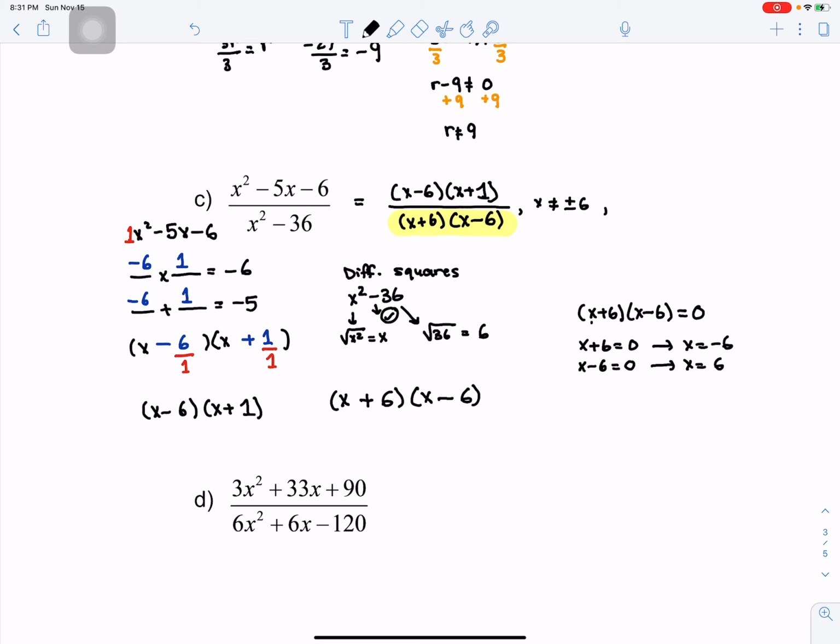Okay. We're allowed to cancel out identical factors. I see an x minus 6 and an x minus 6. Those can cancel out. Nothing else is identical. So I'm going to use an arrow. X plus 1 is what's left on the numerator, and x plus 6 is what's left on the denominator. And x is not allowed to equal plus or minus 6.